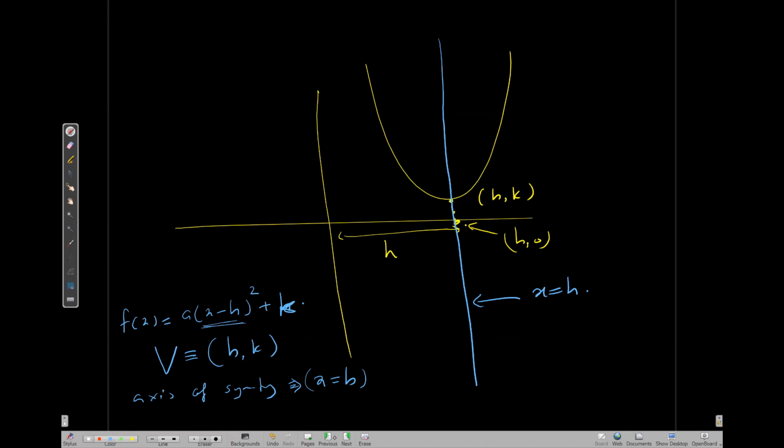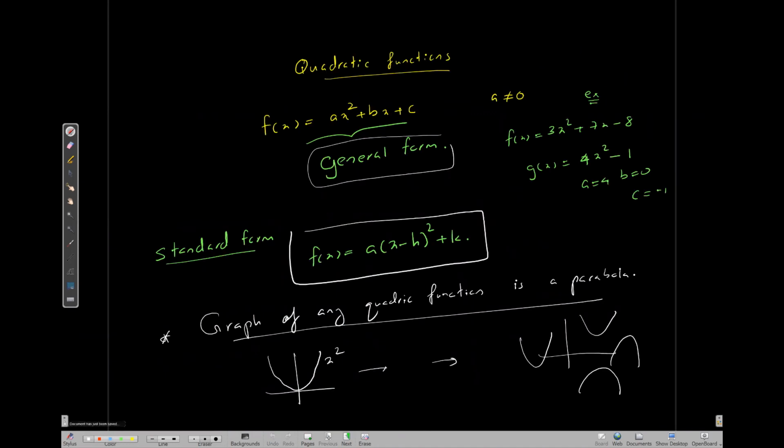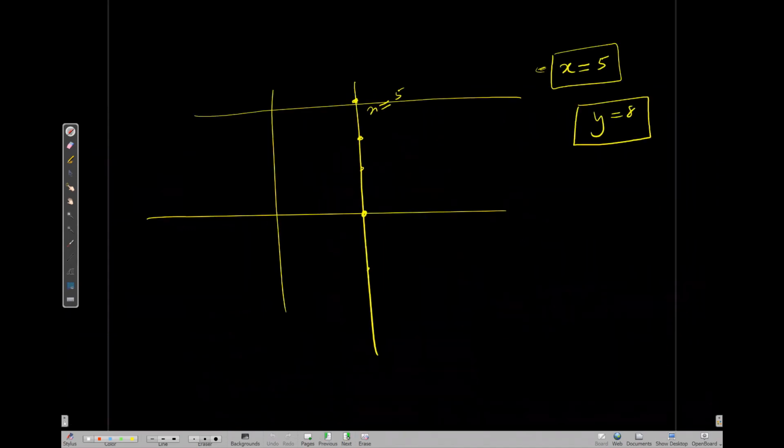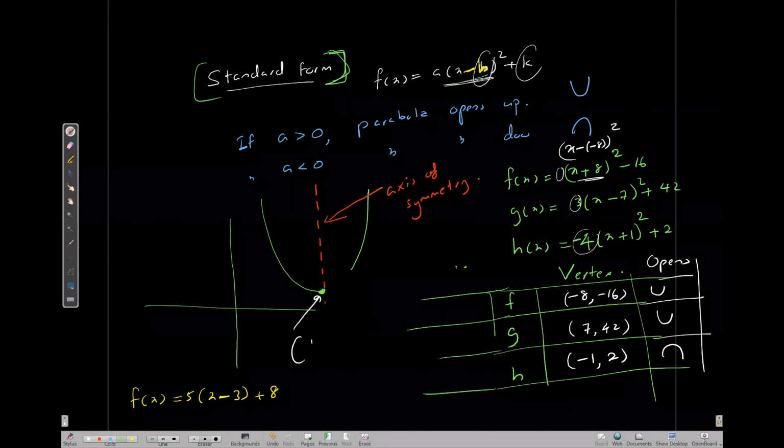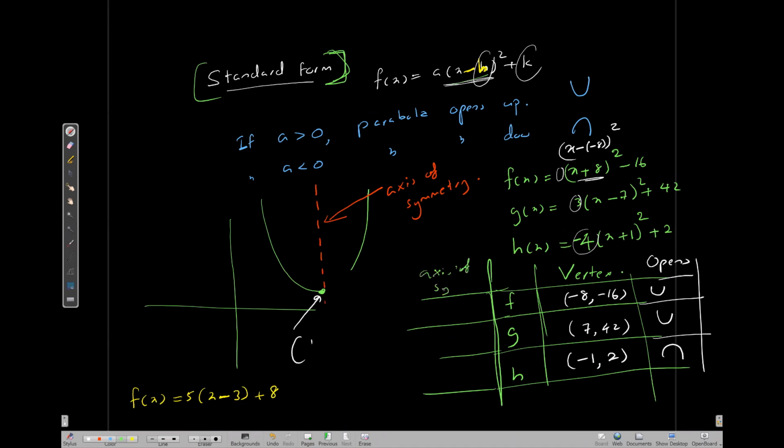For example, let's go to the previous examples that we had: f, g, and h. Now, if I erase this little bit and add one more column here on the left side. Normally we don't do that. Axis of symmetry. So f, again the same story, x minus 8. So because of that, x equals negative 8 is the axis of symmetry.